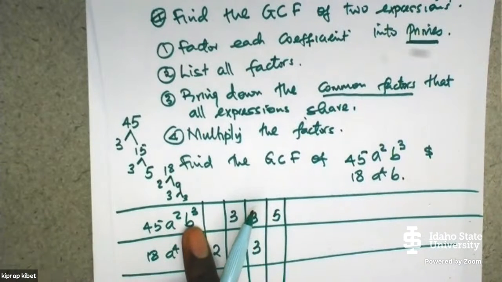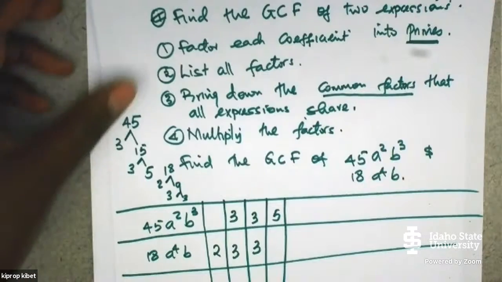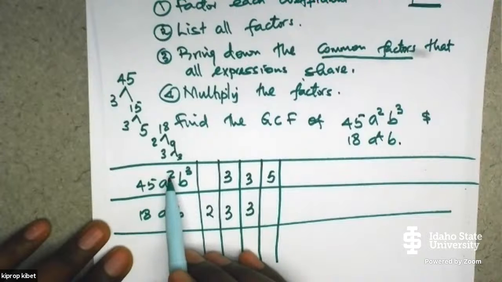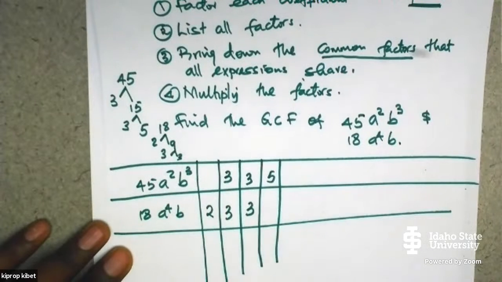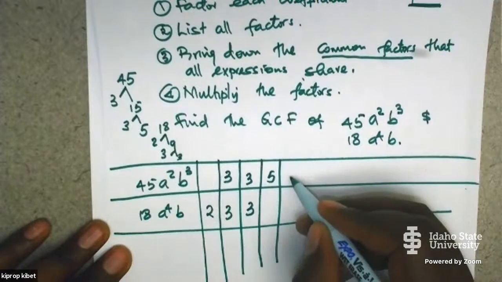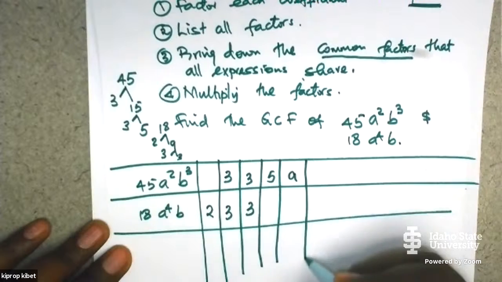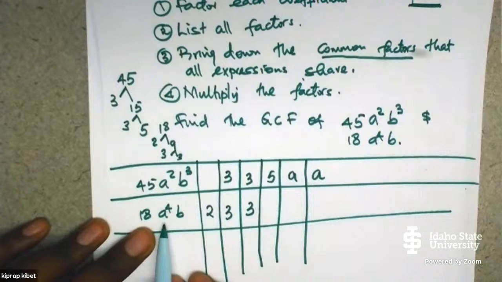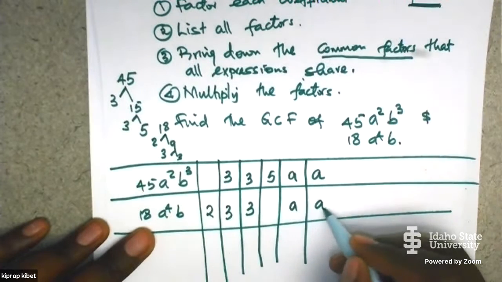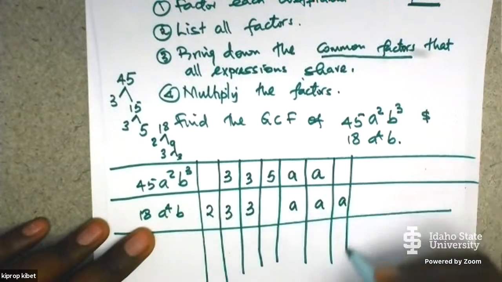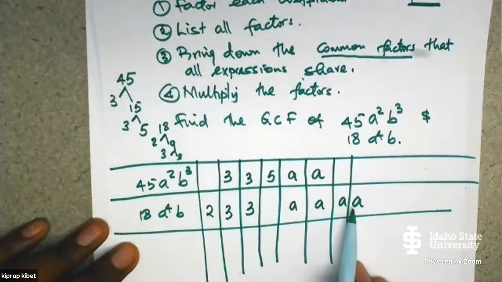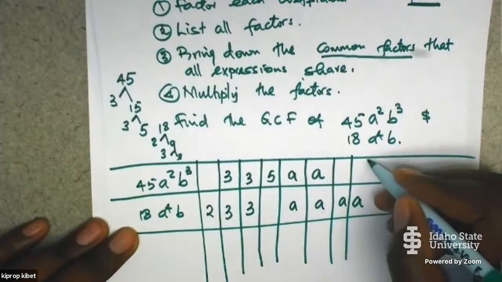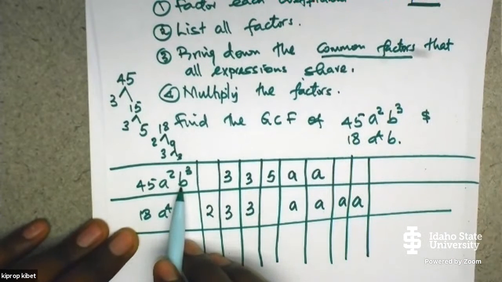Now we factor the others. We remember what we did in the last class. a raised to 2 is a times a. Do we have a in 18? We have 4 of them: a, a, a, and a. So there are 4 a's in the 18 term, and 2 a's in the 45 term. Let's come to the next one, b. How many b's are in 18?